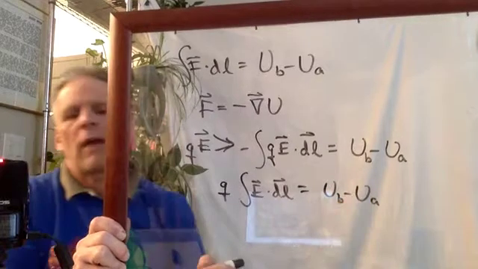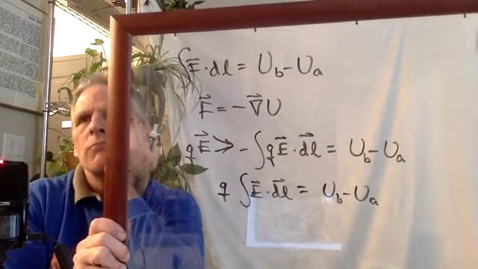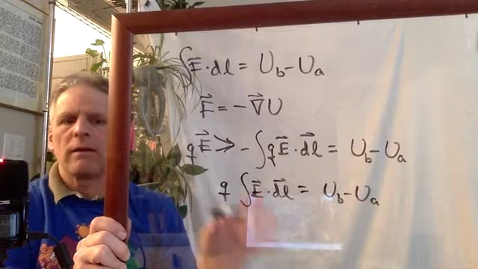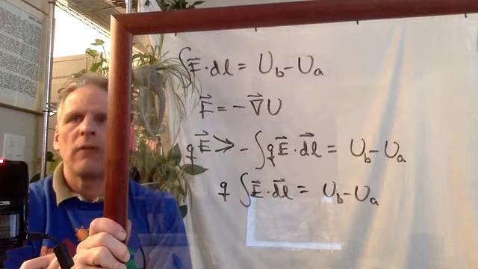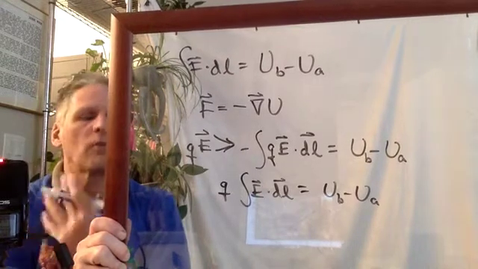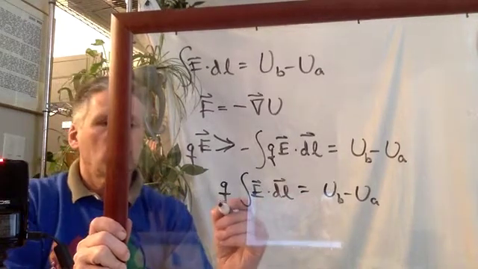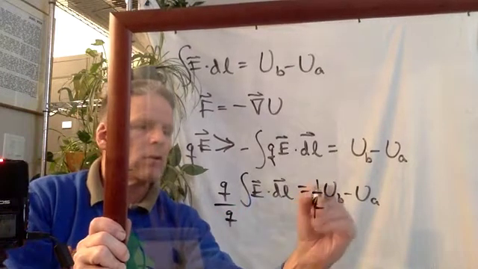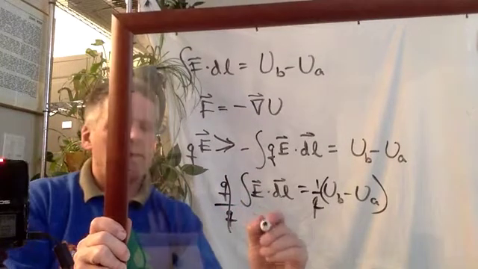UA. But it turns out that most of the time when we are interested in looking at potential energy in electrostatics, we are actually interested in looking at the potential energy per charge. So what we'd like to do is just divide this by charge. If we divide this by Q and this by Q, we can come up with a new thing. This just cancels. We have E dot dl.